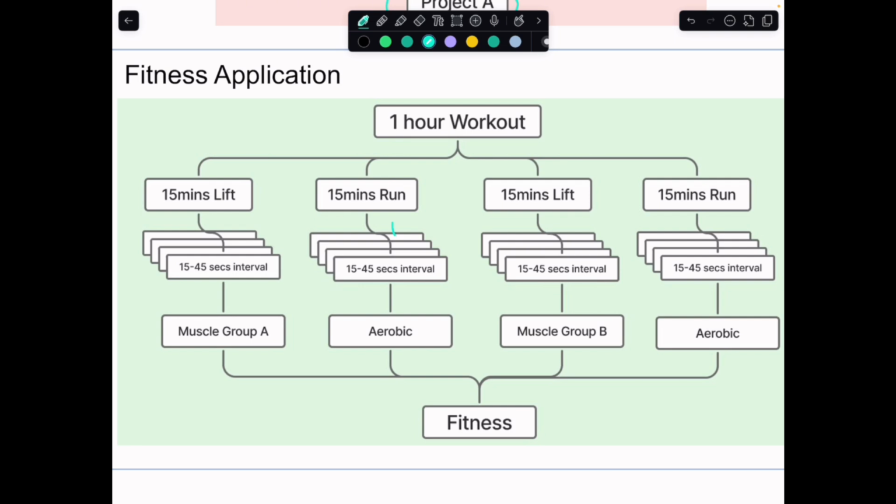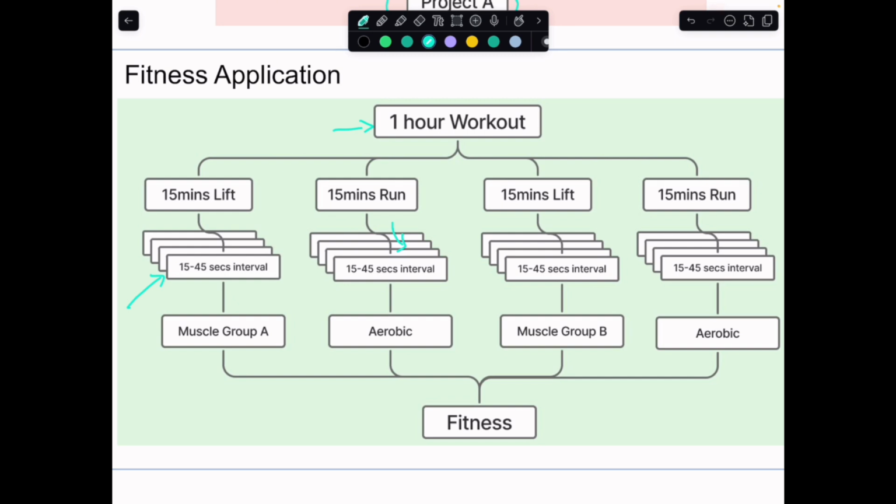Instead of pushing hard for the entire hour, you first break down the workout into bigger chunks. So here, we break down the 1 hour workout into 4 chunks. 15 minutes for lift, 15 minutes for run, and then rotate. In each 15 minutes, you further break down the component into 15 to 45 seconds intervals. And each time, you only focus on the 15 to 45 seconds. You take a small break and go on to the next move. Similarly, in running, you only run fast for 15 to 45 seconds and run slower for a few seconds, and then repeat. So here, we divide the 1 hour workout into all the base cases.